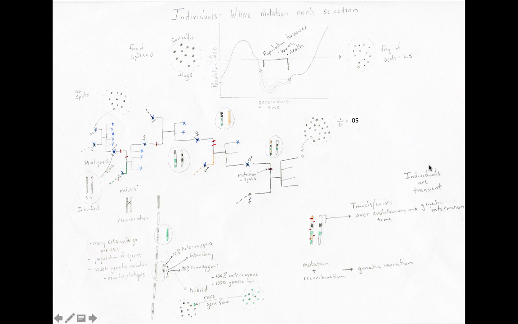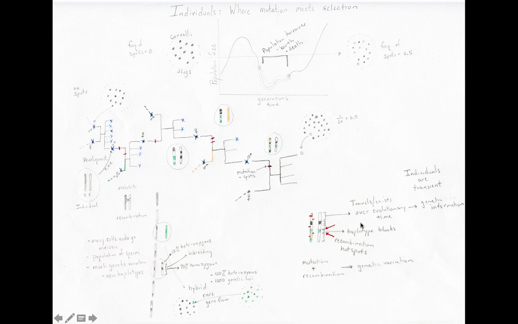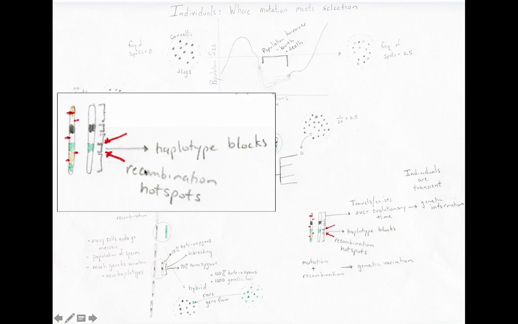So individuals are transient. Bodies are just transient. In contrast, genetic information is essentially what travels or exists over evolutionary time. And what travels is not a chromosome itself, in a sense, but haplotype blocks. Haplotype blocks arise because recombination does not happen equally across the chromosome, but there are recombination hotspots where recombination has a higher frequency or a higher probability of occurring.